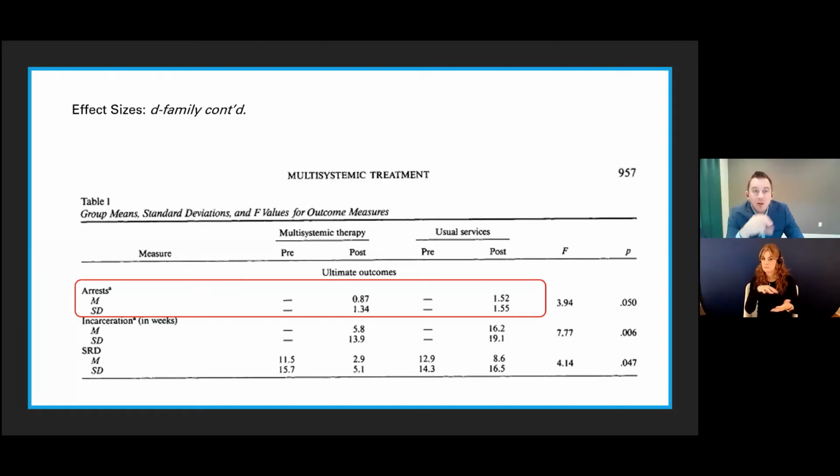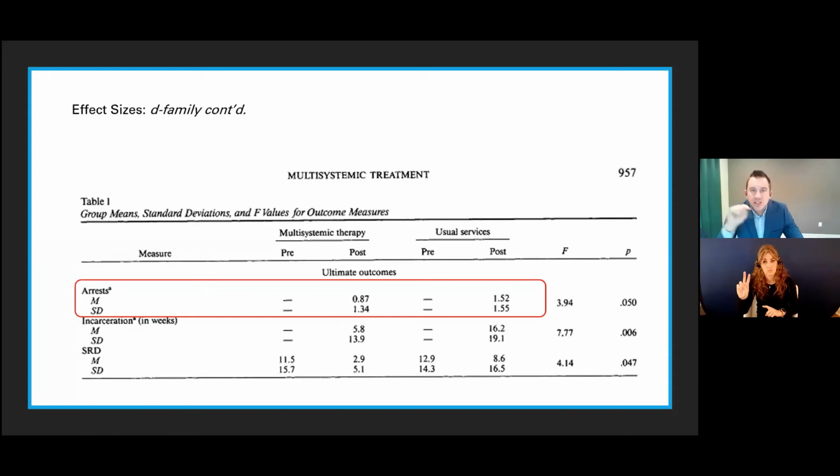So underneath arrests, there's a large capital M there, and if we go all the way over to the right, we can see underneath the multi-systemic therapy column, underneath post-test, it says 0.87. So that's the mean number of arrests that occurred after the intervention for the treatment group, the intervention group. And for the comparison group individuals, the average post-test arrest was 1.52.